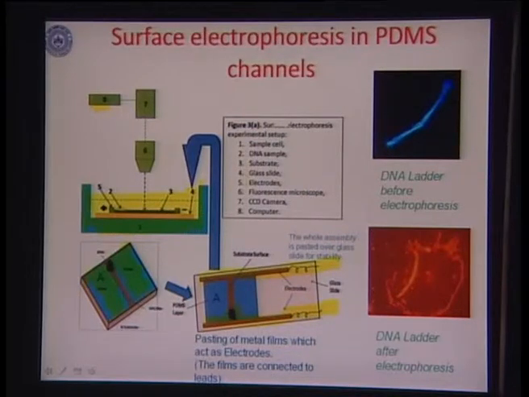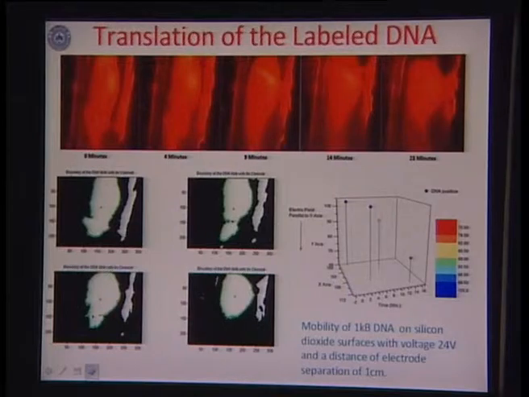and these show some illustrations of how a DNA ladder would behave on doing surface electrophoresis. So this is a dye doped DNA. Similarly, this is after a few minutes of surface electrophoresis. You can see there is a marked difference between the way the ladder looks before electrophoresis as opposed to after electrophoresis. This is simply physisorbed onto the silicon surface. I have some other data to share with you.